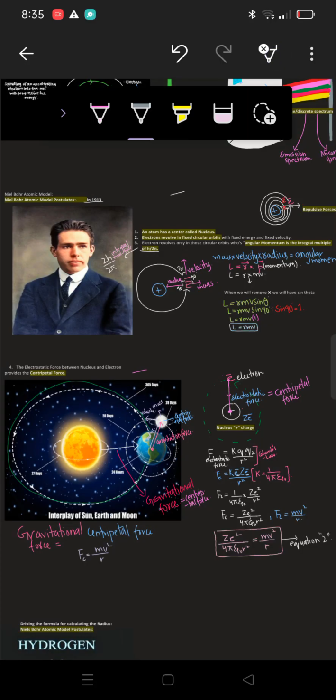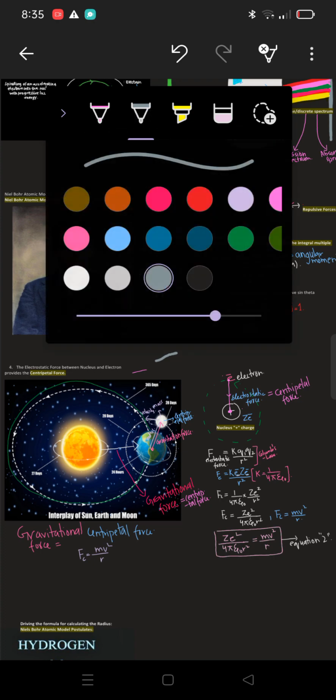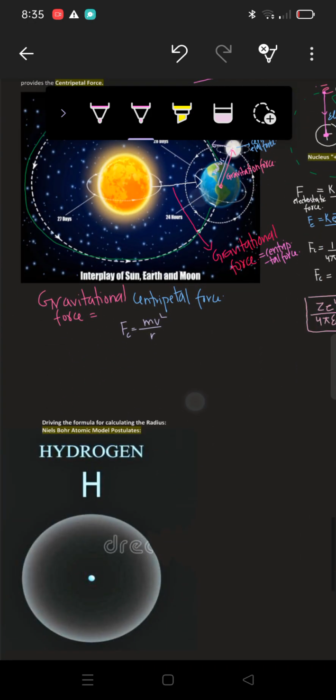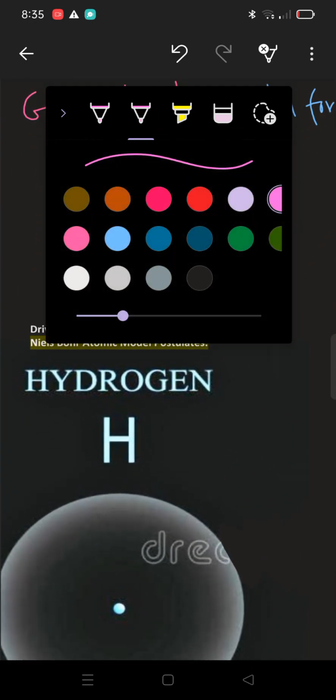Okay, so as in the last video, we have discussed the fourth postulate of the Bohr atomic model theory, right? In today's video, we are going to discuss the radius, which was calculated by Bohr. As you can see from the topic here, today we're going to calculate the radius, which is the distance from the nucleus of an atom to the electron, right?